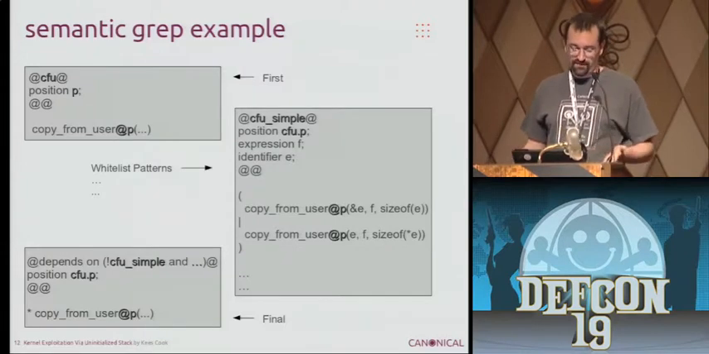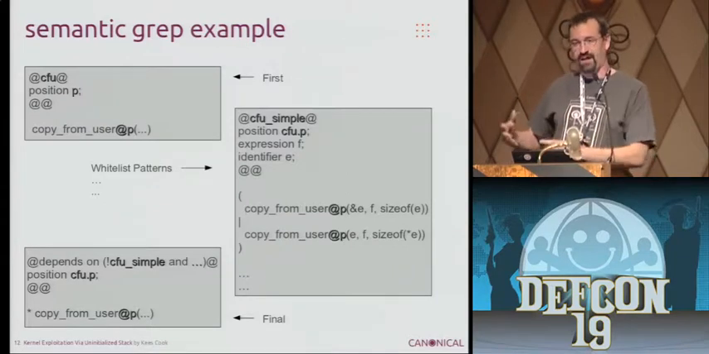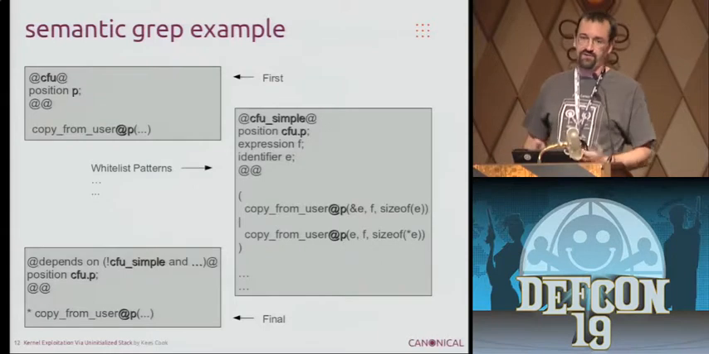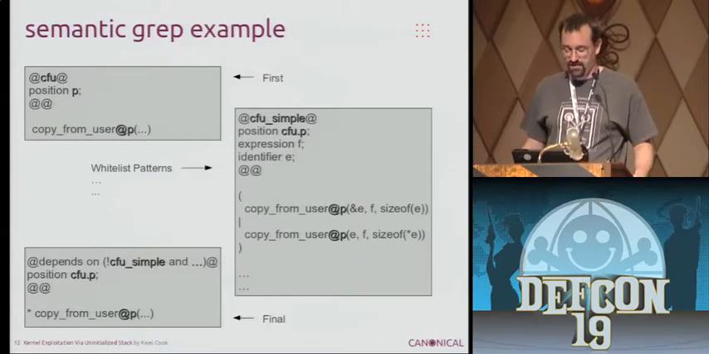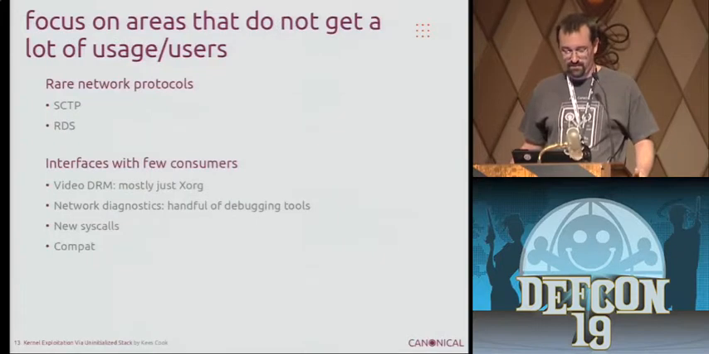And then the final chunk of the semantic grep is: if you have a copy from user and it is not at the same position as any of the whitelists, then you have something that actually needs analysis. And that let me look at a bunch of different things.